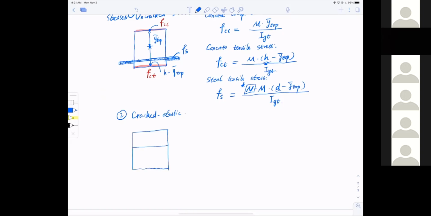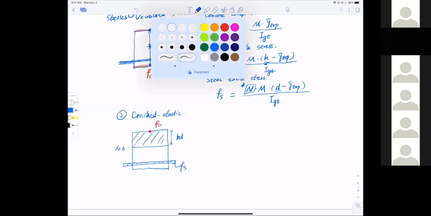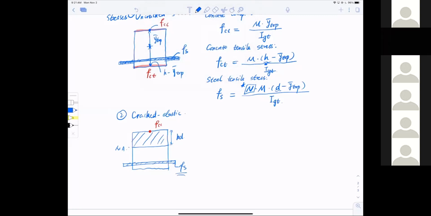We have a compression zone, and remember, this is KD. And we have tension of steel here, so this is Fs. Now the neutral axis is sitting right here. The compressive stress is still at the top fiber, FCC, and the tensile stress is naturally right here, Fs. These are the two stresses we only care about.